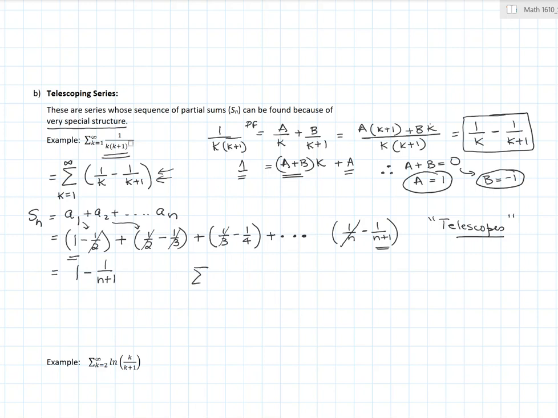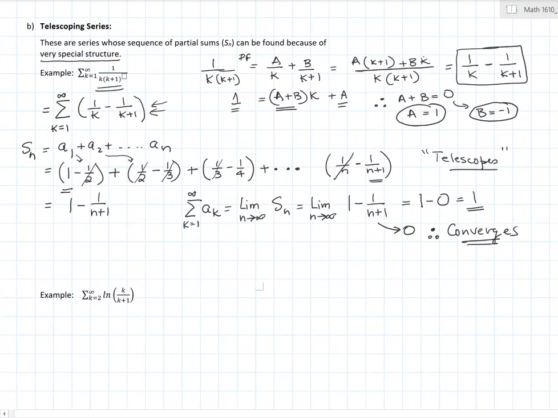So we wanted to find the sum of the series, which we now know very well. It's simply the limit as n goes to infinity of Sn. So what is the limit of Sn, which we just found to be 1 minus 1 over n plus 1? That is obviously 1 minus 0, because this term just goes to 0 as n goes to infinity, which is 1, a very nice number. Therefore, this series converges.